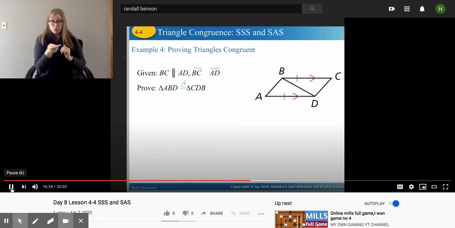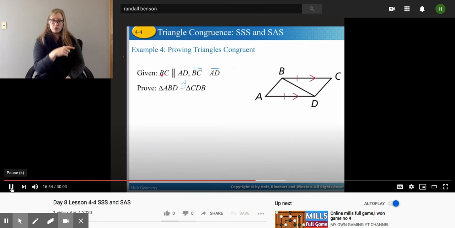All right, so in this problem, they want us to prove that these two triangles are congruent. And so the very first thing I would say is, let's look at what they tell us. They're telling us the information in two ways. They're giving us a written notation, and they're also showing us some things on the picture.